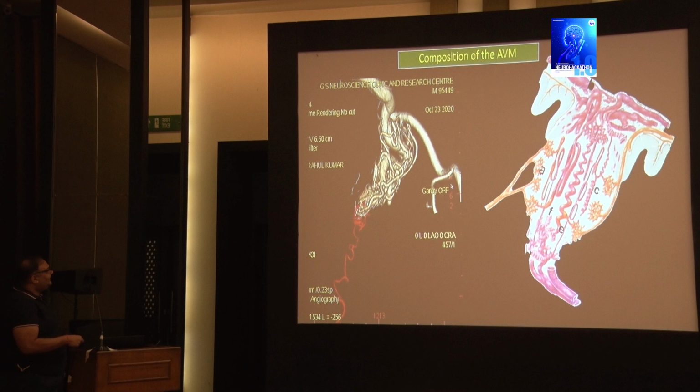As I mentioned, the AVM will have a feeding artery. The feeding artery can be straight, or it can be very, very tortuous like this. This is a situation which will make me decide what kind of hardware I want to use to reach this particular level. And then the AVM will have its nidus, and then ultimately it will have a nidal vein.